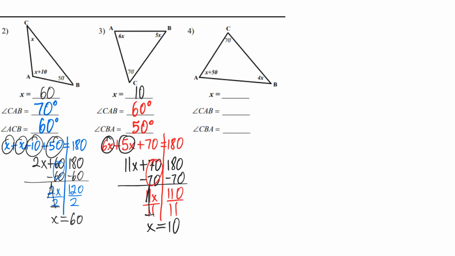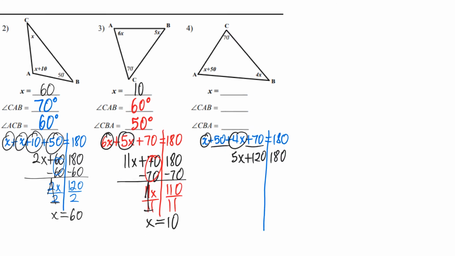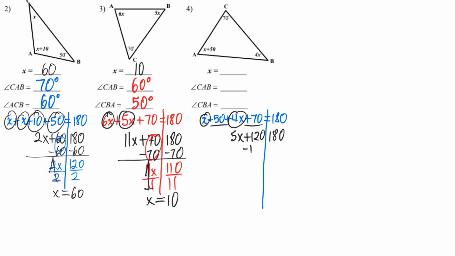All right, then on this last one, number 4, we're going to have x plus 50 plus 4x plus 70 equals 180. Combining like terms, we have x and 4x makes 5x. 50 and 70 makes 120. Subtract 120. Zeros out. 5x equals 60. Divide by 5.